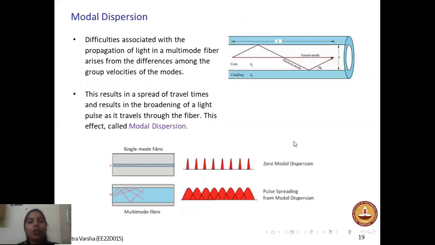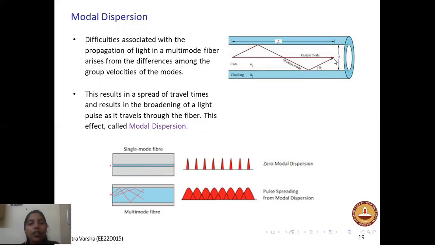Modal dispersion. Light can travel two ways in a fiber. First, it goes in a straight line. Second, it undergoes total internal reflections and travels a longer distance compared to the light traveling in a straight line. Due to this, the ray undergoing total internal reflection reaches the end of the fiber later than the light ray traveling in a straight line.